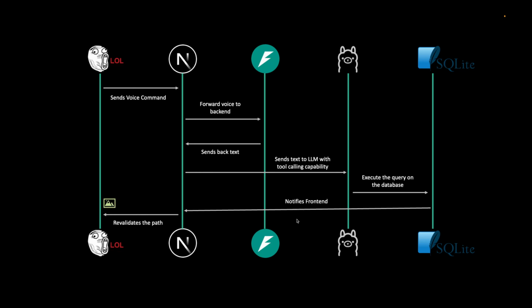What's really powerful about this architecture is how it abstracts away all the complexity. You don't need to know SQL or database structure. You just speak naturally, and the tool calling LLM handles the technical translation work. From a technical perspective, we've got clear separation of concerns here. The frontend handles user interactions, the backend processes voice data, the LLM handles natural language understanding and SQL generation, and the database focuses purely on data retrieval.